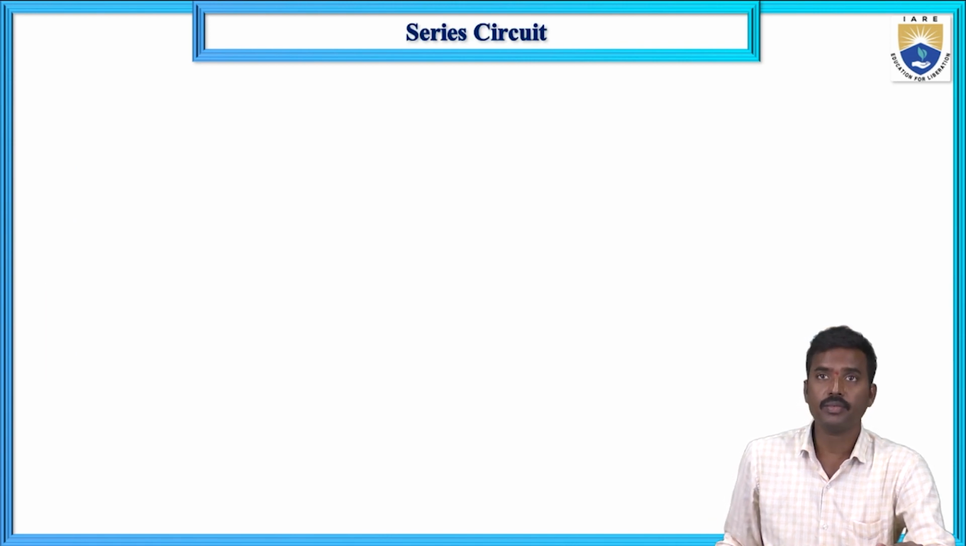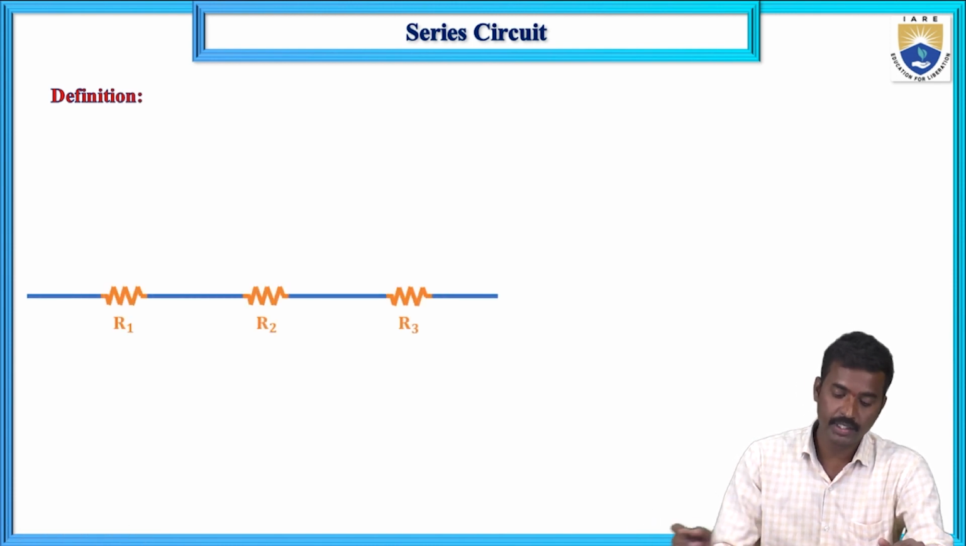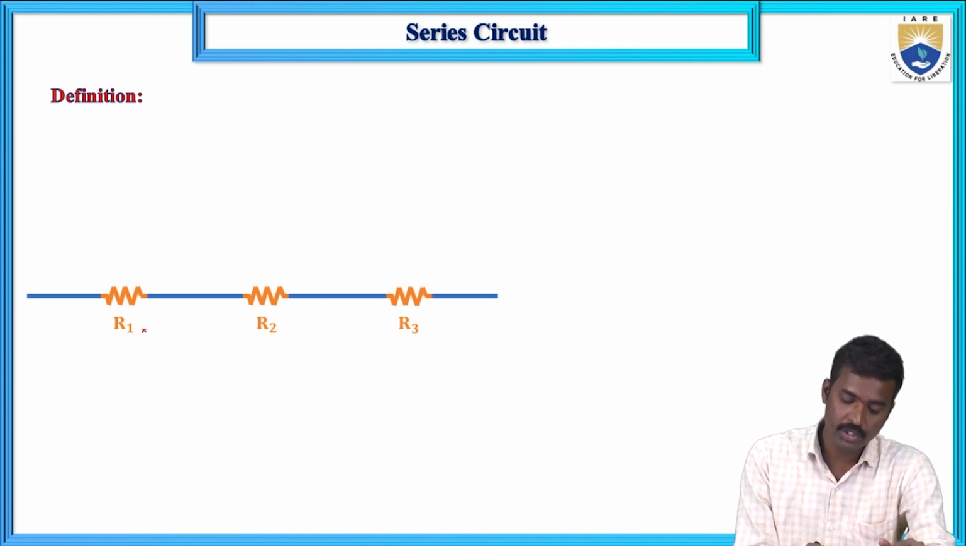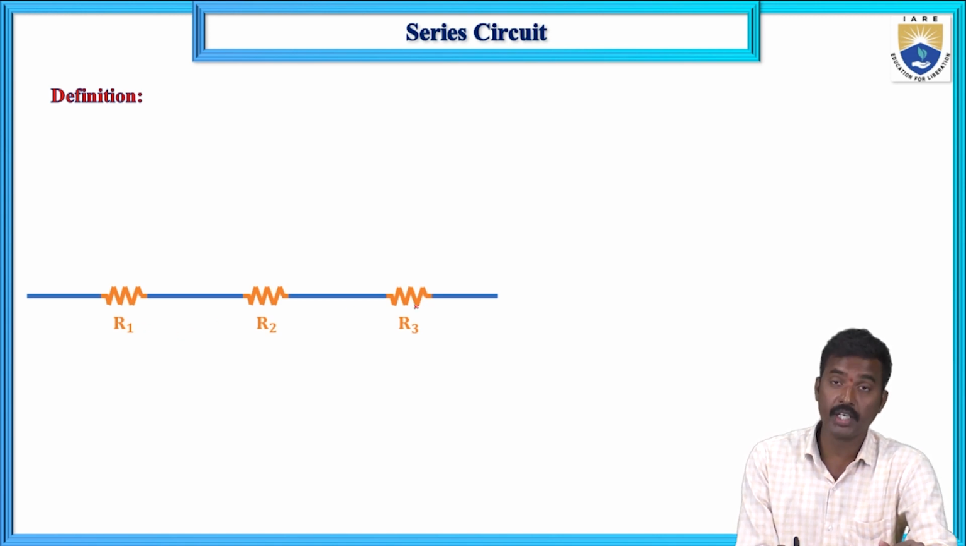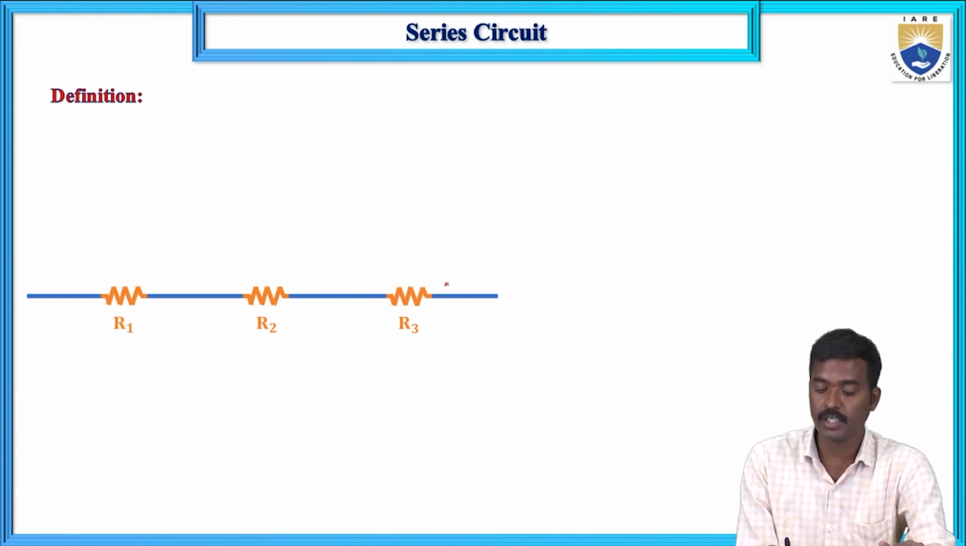So first, what is meant by series circuit? In this series circuit, three elements are connected, one after another in the same line. Here three resistors R1, R2 and R3 are connected in series. The first element's second end is connected to the second element's first end, and the second element's second end is connected to the third element's first end, and the third element's second end is connected to the fourth element's first end. Like this, elements are connected in a chain manner in the same line.